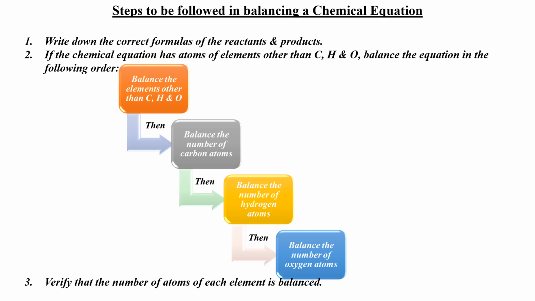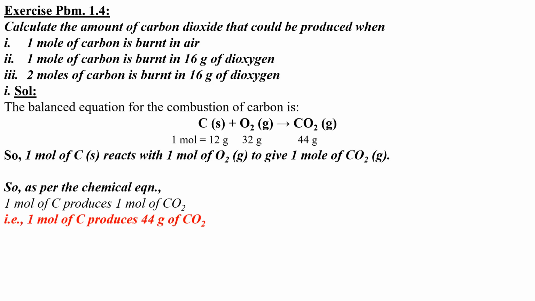If the elements other than carbon, hydrogen and oxygen are already balanced, we can straight away start balancing carbon, hydrogen and oxygen. Okay, so after all these steps, verify that the number of atoms of each element is balanced on the reactant side and products side. So if you strictly adhere to all these steps, you will have a perfectly balanced chemical equation. So let's see how to do this.